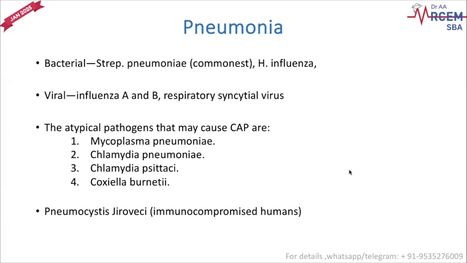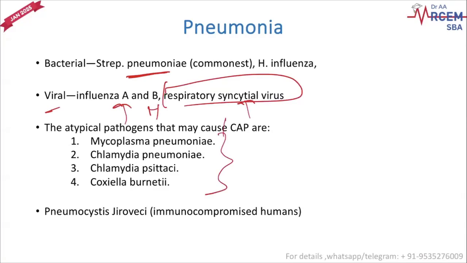Pneumonia. The most common organism which causes pneumonia is strep pneumonia. You need to remember strep pneumonia is the most common bacteria which causes it. Viral infections can cause it, like influenza A, B, and respiratory syncytial virus, mainly in the pediatric age group. Atypical pathogens, we call them, which can cause community-acquired pneumonia are mycoplasma pneumonia, chlamydial pneumonia, or Coxiella burnetii. You can remember if you want. But the main thing you need to remember: strep pneumonia, most common bacteria, important.